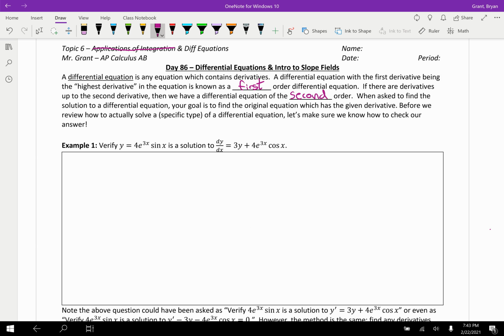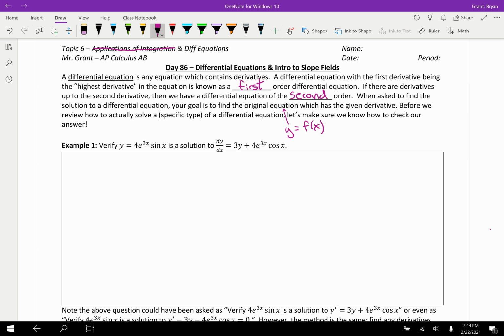Now, when you're asked to find the solution to a differential equation, your goal is to find the original equation, and let's keep in mind that this original equation should be in the form of y equals f of x, which means it should be y equals stuff happening to x. So a y isolated on the left side and lots of stuff happening to x on the right side, which has the given differential equation, or maybe which satisfies the given differential equation.